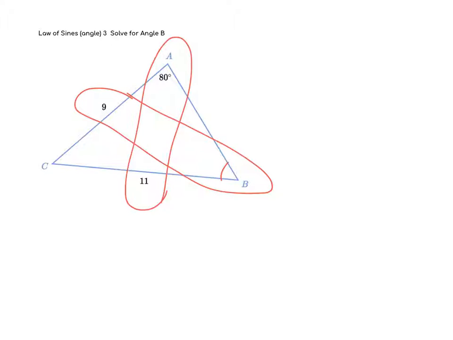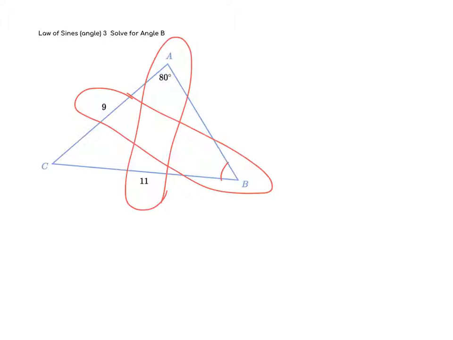The one thing we have to be really careful of with law of sines is that sine gives you repeated values for certain acute and obtuse angles. And as we're looking at these problems, I'm going to try to avoid giving you ones that cause this to happen.